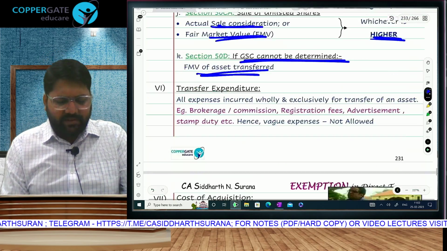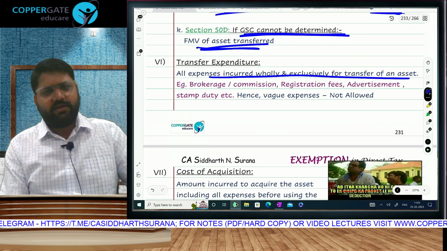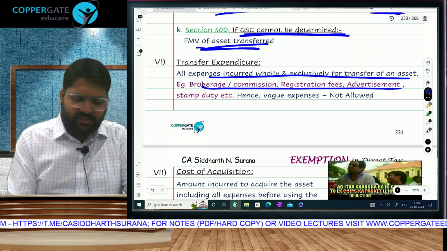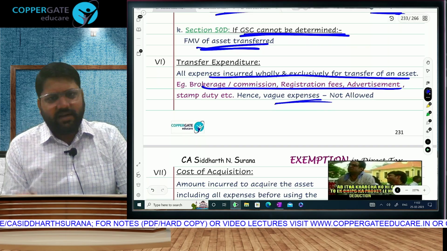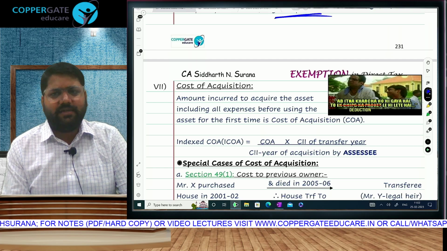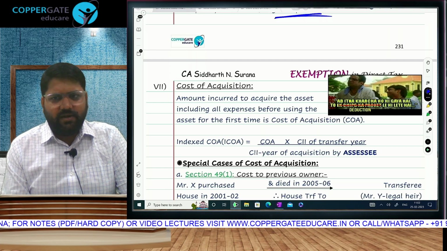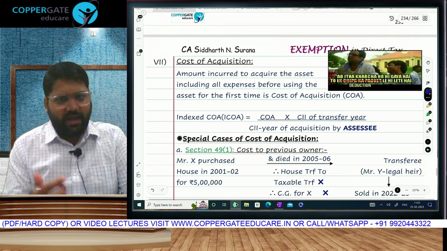Let's go ahead. Next step in the computation of capital gain, transfer expense. Any expense wholly and exclusively incurred for transfer like brokerage, commission, registration fees, advertisement, they will be allowed. Vague expenses which are unrelated obviously will not be allowed. After transfer expense, we directly get net sale consideration by using our calculator, so nothing that we have to do out there. Now we go to cost of acquisition.